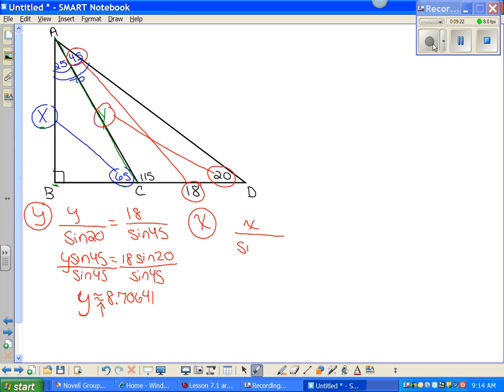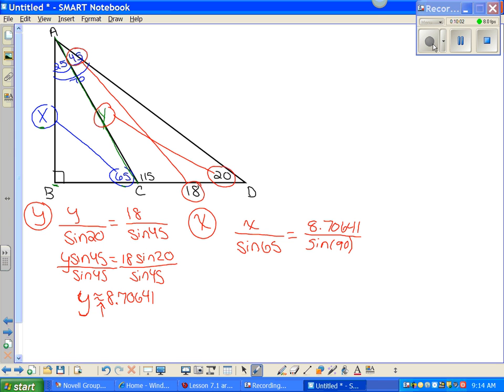X over sine of 65, good. Not Y. We found the value of Y, remember? Sine of 90. Good. What's sine of 90, guys? 1. Remember when I told you guys you had to memorize the trig values? Yeah, I wasn't kidding. Notice we're still using them a lot. You have to have them memorized.